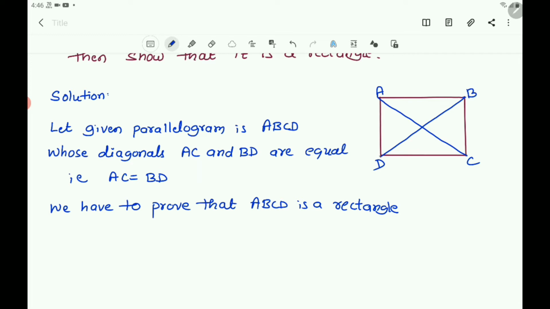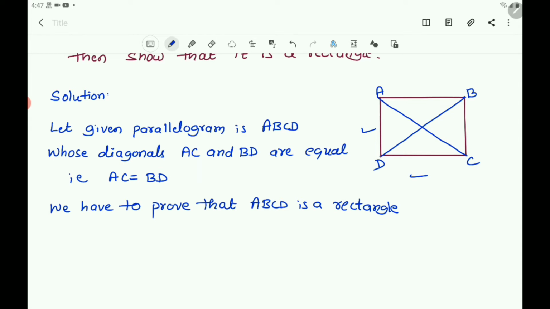Here we have to show that the angles are right angles. If you prove that any one angle is a right angle, then according to the property of the parallelogram, all four angles become right angles, and then it is a rectangle. For this, you take the help of the congruency of triangles. Take any one diagonal. Here, take the triangles ADC and BDC.